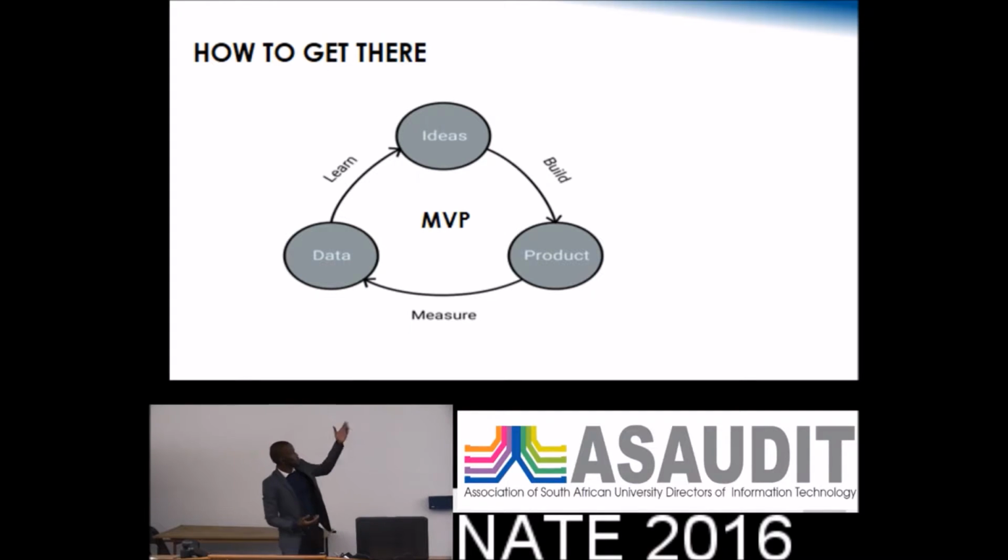So you have an idea, you build a product, you measure it, and then you get some sort of data from that product. With that data, you learn what you wish to do with the product, and that gives you more ideas as well, and you build those ideas into the same idea which you built initially. So this is a life cycle. It continues as much as possible. You build a small product, you keep on building it, until you get a huge or useful product.